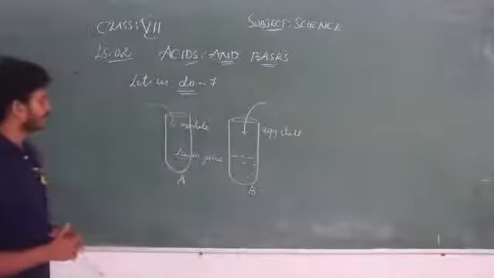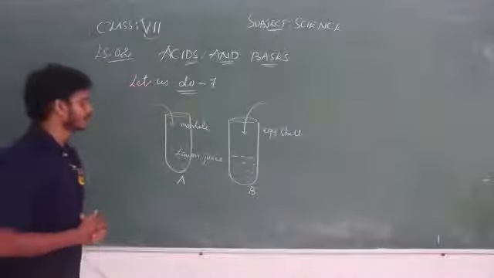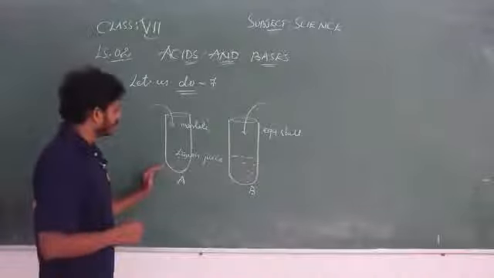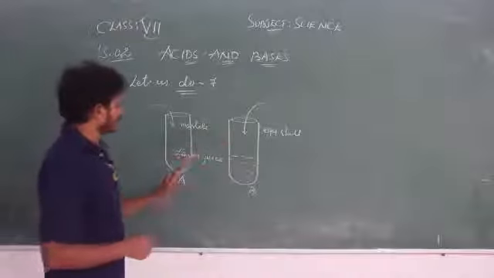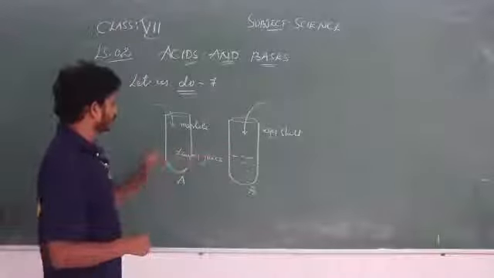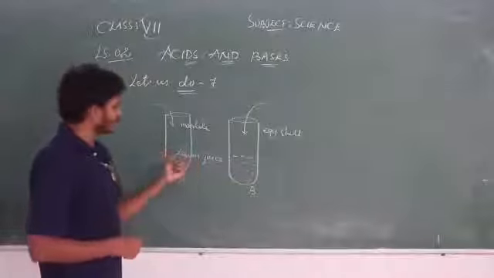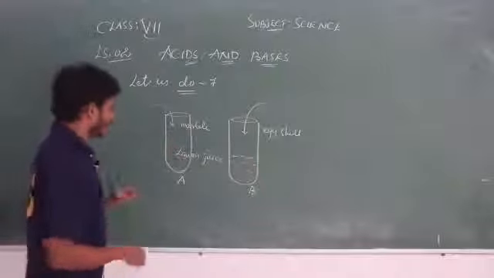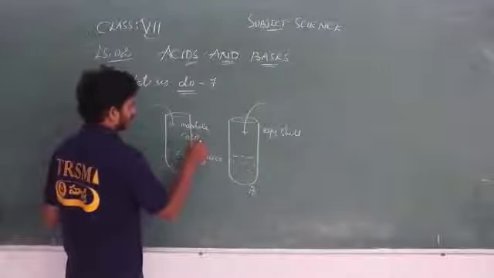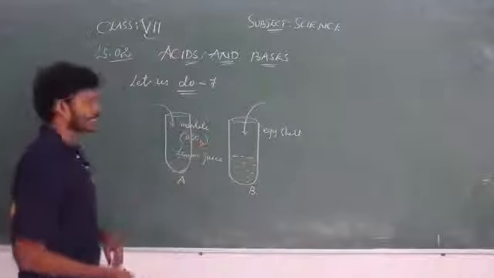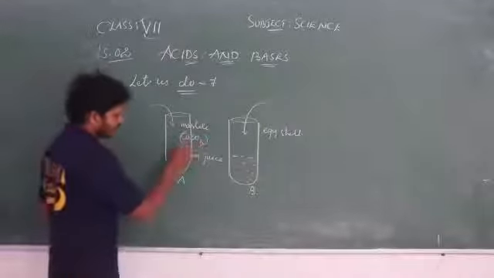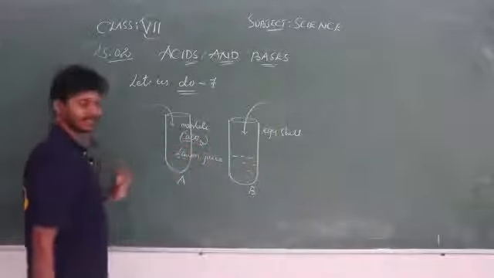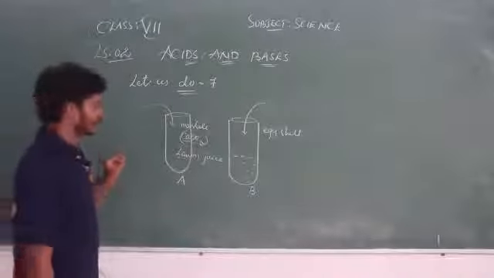I repeat, understand well. This is according to let us do 7 in your textbook. So he is asking to take 2 test tubes and I label them as A and B. In the 2 test tubes, take a small quantity of lemon juice in each, and into the first one you add marble, and its formula is CaCO3, calcium carbonate. Ca is calcium, CO3 is carbonate. Marble is nothing but calcium carbonate.